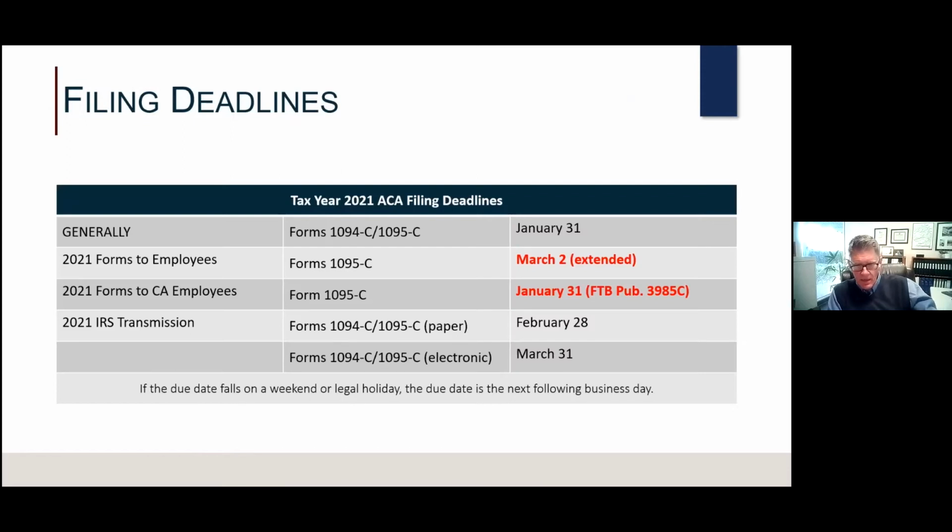Here's a slide on those deadlines, which just talks about what I just mentioned. 1095-C forms to employees based upon the federal deadline is March the 2nd. However, California employees are supposed to get their forms by January 31st, according to the Franchise Tax Board. I've included the FTB publication number here if you're interested in going to their site and pulling that down. If you're mailing stuff to the IRS by paper, you have until February 28th. Electronic filing is March 31st. However, since you're using Employee Navigator, because the transmission and the mailing to the employees is all done at the same time, you're going to have all this done by January 31st.